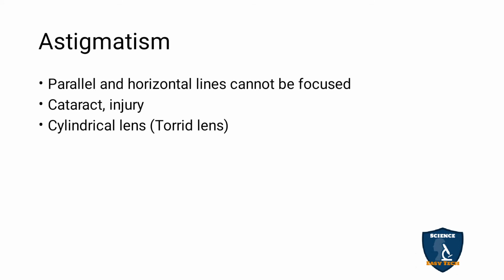Next, astigmatism. Astigmatism means a person cannot focus on parallel and horizontal lines. It may be due to cataract or injuries. How can it be corrected? It can be corrected by using a cylindrical lens, that is, a toric lens. I have given a graph.